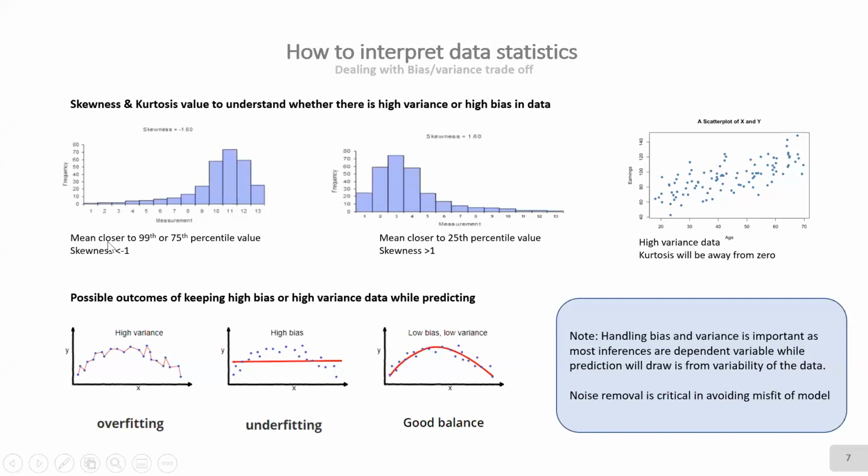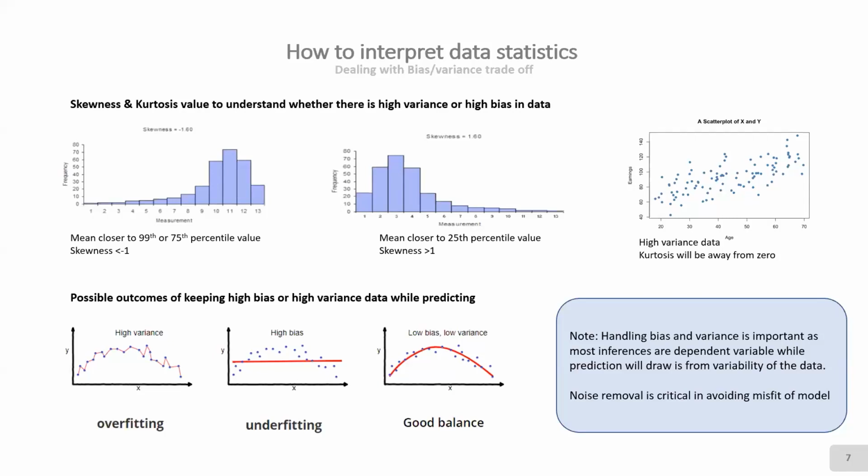Now, what are the possible challenges or outcomes you might see when you have high bias or high variance in the data? Whenever there is high variance, your model will tend to overfit, because it picks up the noise points and treats them as the right value. And whenever you are doing any sort of prediction, say regression or classification, you will always see your model overfitting when you are testing it.